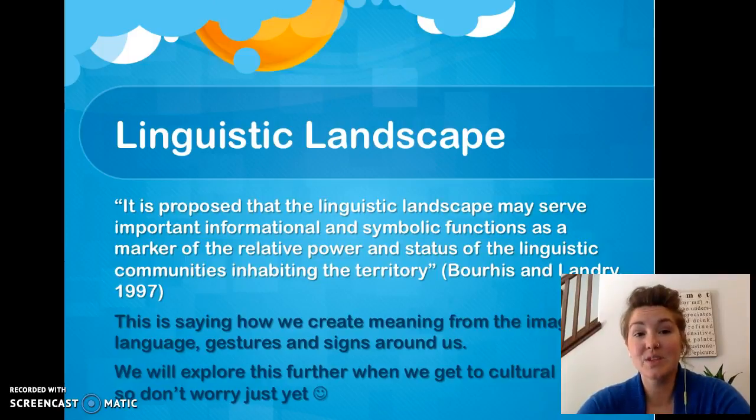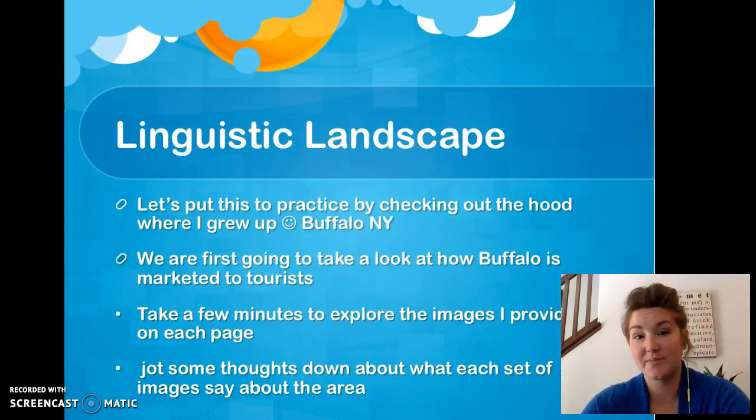Okay, so it is proposed that the linguistic landscape may serve important informational and symbolic functions as a marker of the relative power and status of the linguistic communities inhabiting that territory. So this is saying how we create meaning from the images, language, gestures, and signs around us. We will explore this a little bit further when we get to cultural scripts, so don't worry just yet. I want this to be in your mind as you go forward.